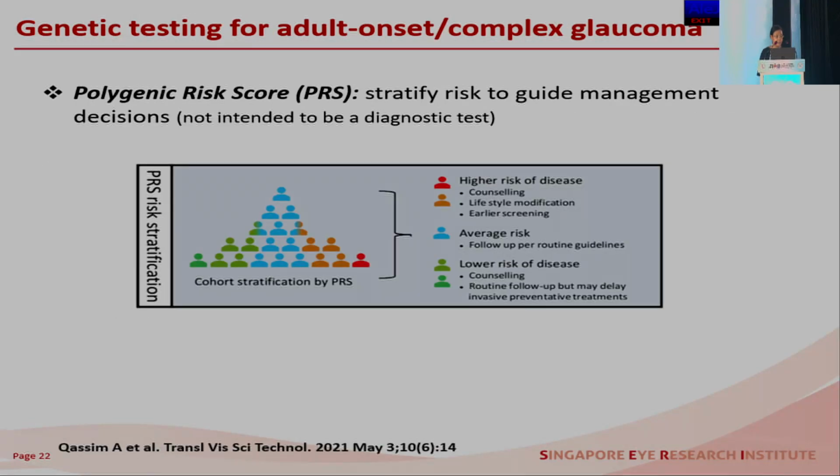So as I had alluded to, for early onset glaucoma, we can now develop what we call the polygenic risk score to stratify risk. However, it's important to remember here that unlike for early onset glaucoma, a polygenic risk score is not intended to be a diagnostic test. It's only intended to be a risk stratification tool.